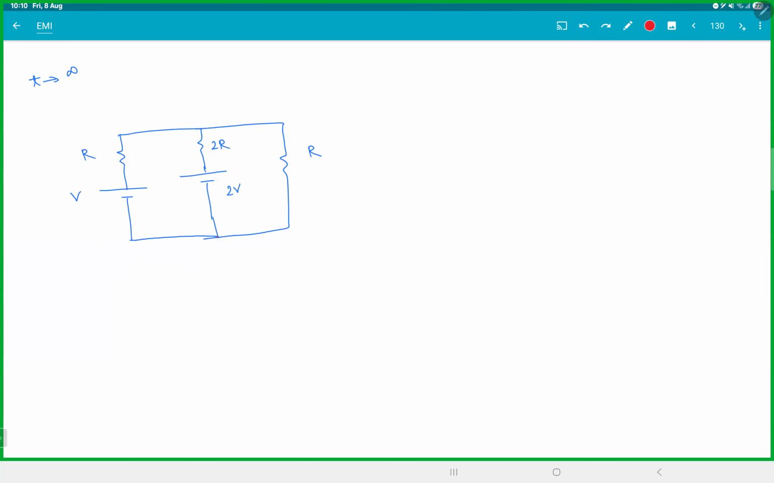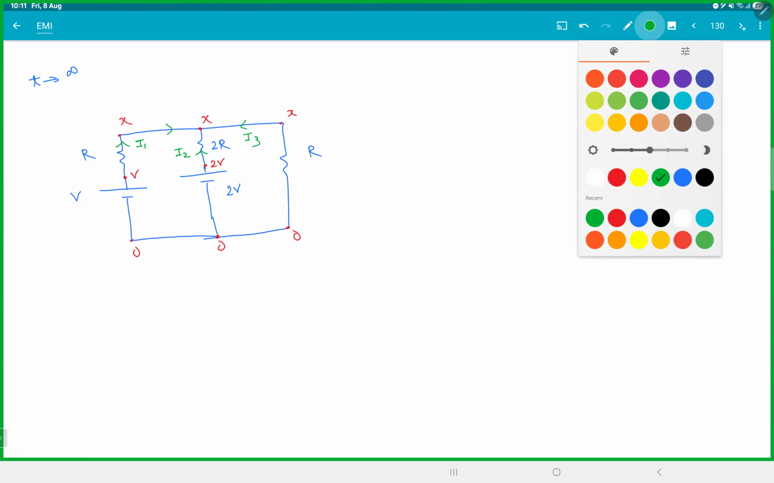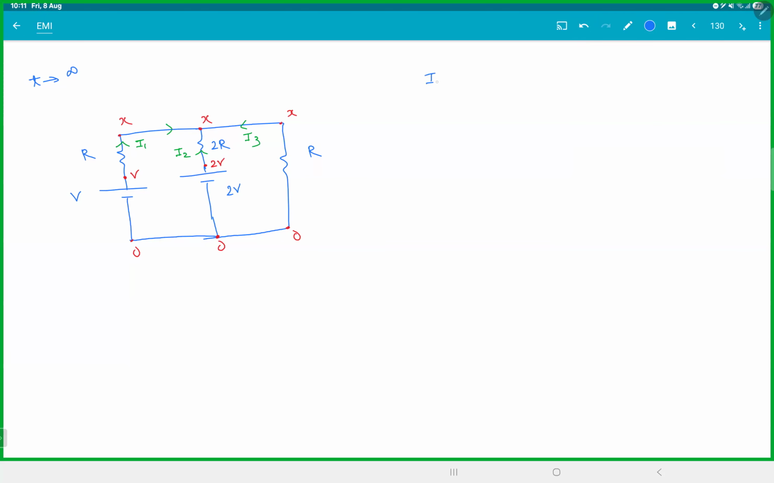I'll take this as 0, 0, 0. This is V, this is 2V. Let this be X, then this is also X, this is also X. Let the current be I1, that's what I'm trying to find. Let this current be I2 and let this current be I3. The total current entering the junction must be 0. I1 plus I2 plus I3.